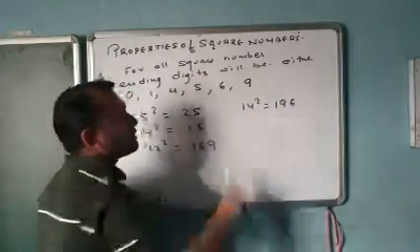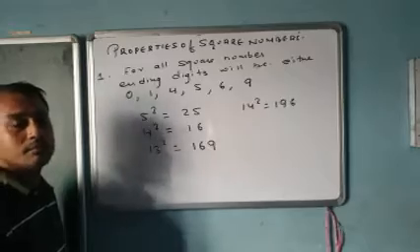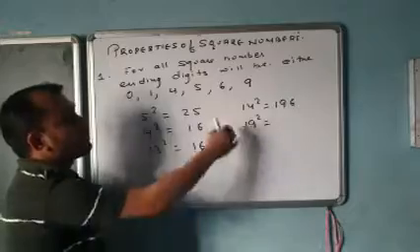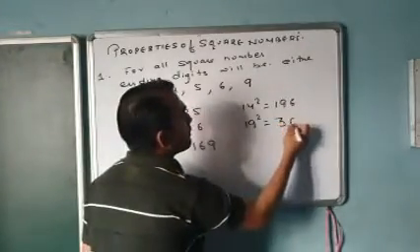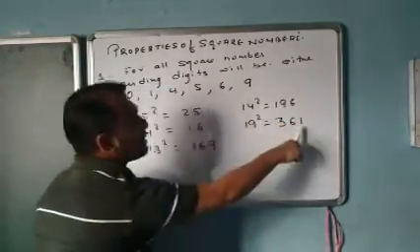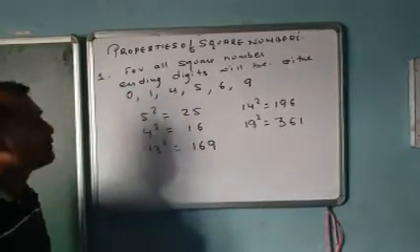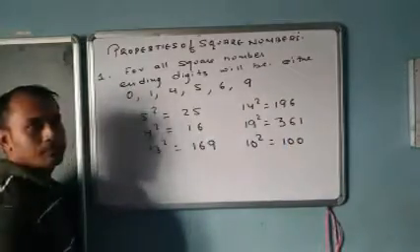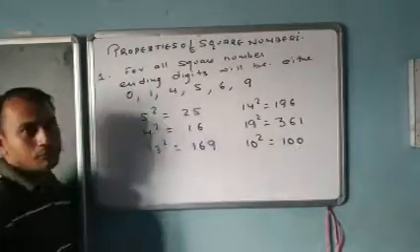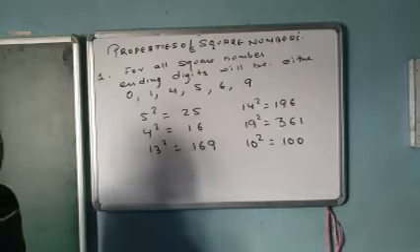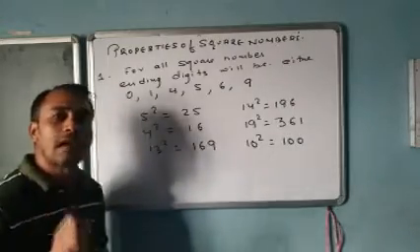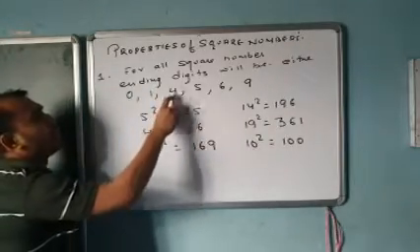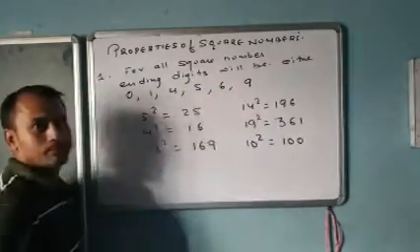196. What is the ending digit? Okay, 6. Let us take an example. 19 square. What is the square of 19? 361. Again, see the ending digit. Is it 1? No, let me say square of 10. What is it? 100. What is the ending digit? 0. So whatever number you consider, if you take the square of that number, the ending digit will always be 0, 1, 4, 5, 6 or 9.